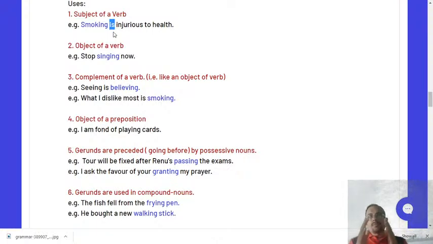So subject is something which is used before the verb. Okay, so this is the subject. Next is the object of a verb. What is the object? Object is something that goes after the verb.